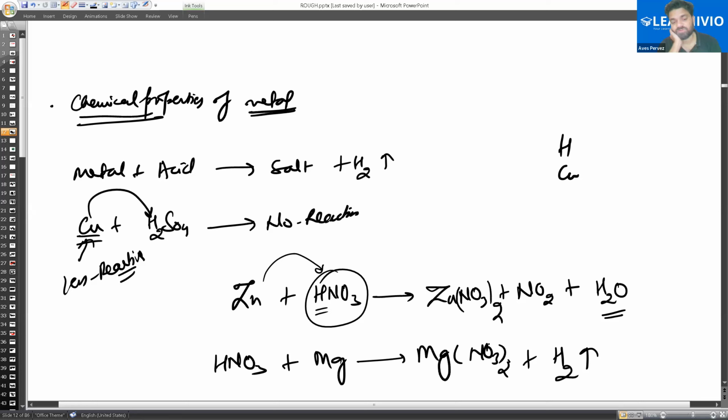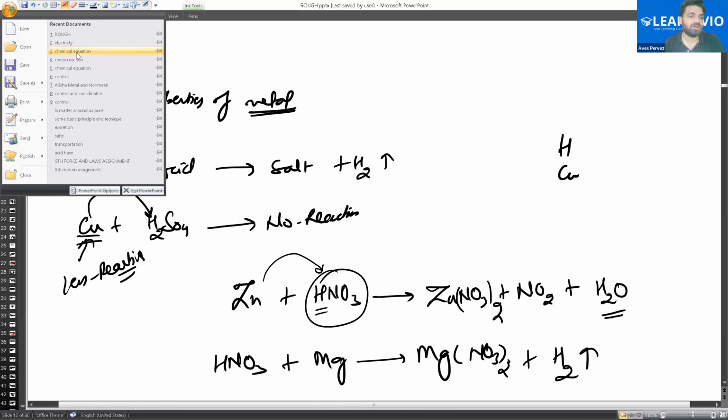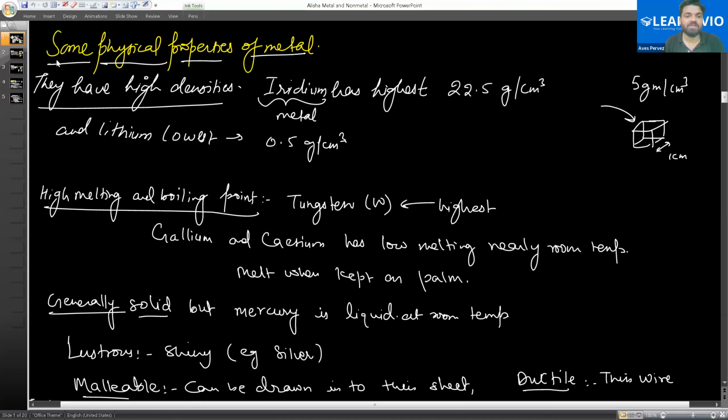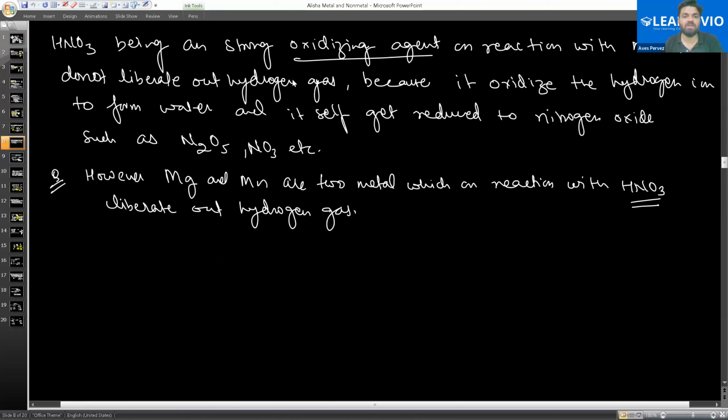You done? Understood? Why do metals on reaction with HNO3 not produce hydrogen gas? Because HNO3 is a strong oxidizing agent. We have written each and everything in your copy; if you check, you can see. HNO3 being a strong oxidizing agent, on reaction with metal does not liberate hydrogen gas because it oxidizes the hydrogen ion to form water and itself gets reduced to nitrogen oxides such as N2O, NO2, and NO. However, magnesium and manganese are the two metals which on reaction with HNO3 liberate hydrogen gas.